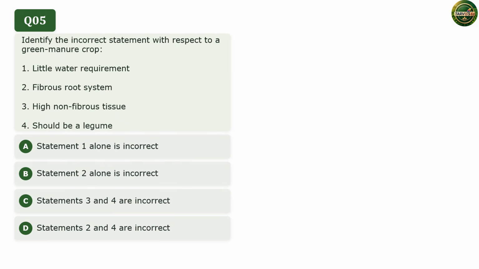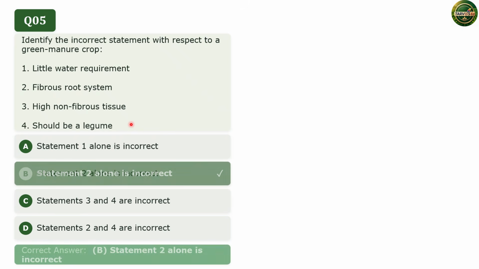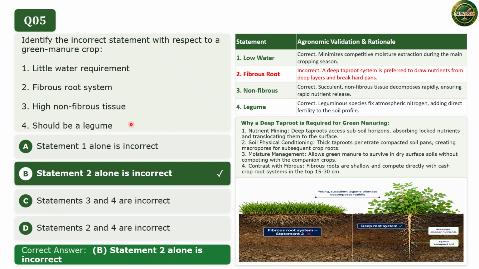The next question is, identify the incorrect statement with respect to green manure crop. Statement 1, little water requirement. 2, fibrous root system. 3, high non-fibrous tissue. 4, should be a legume. The correct answer is option B, statement 2 alone is incorrect. Why do we use green manure crop in the field?